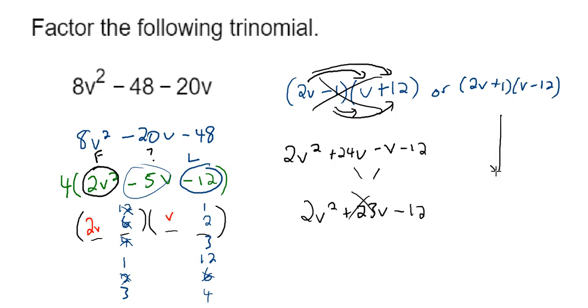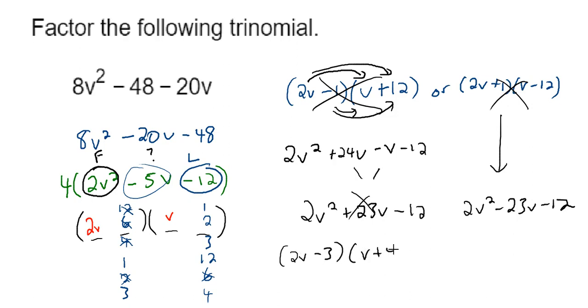This is going to work out the same way, except you'll have 2v squared minus 23v minus 12. And so that also does not give you the thing you're looking for. So that is not how it factors either. So let's try our other guess here. We have 2v, let's do minus 3, and then v plus 4. And if this gives me plus 5, then that means this is the right answer, but I have the signs backwards. So let's just see what we get from this. And if that isn't right, we'll check plus 3 and minus 4.